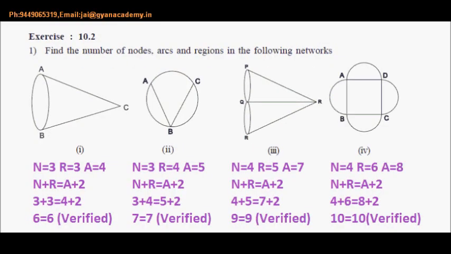Using the formula n plus r is equal to a plus 2, we will now solve exercise sum 10.2 in the textbook. Here you can easily understand that n is equal to 3 because we have 3 nodes, A, B and C, and the number of arcs is 4, 1 here and 2 here and 3, and this is the fourth one. Regions: one region which is inside this, a second region which is inside this, and one is the infinite region. So it is 3. Hence we say n plus r is equal to a plus 2, which is 3 plus 3 is equal to 4 plus 2, which is 6 is equal to 6, and it is verified.